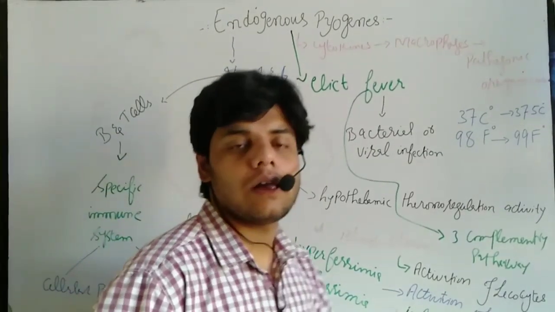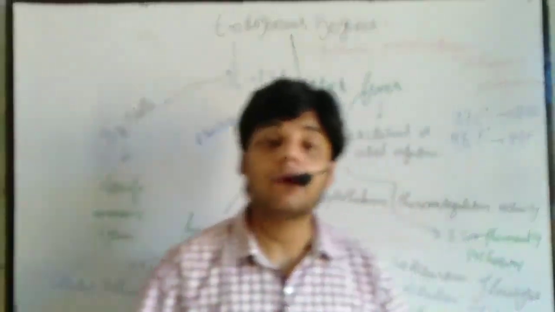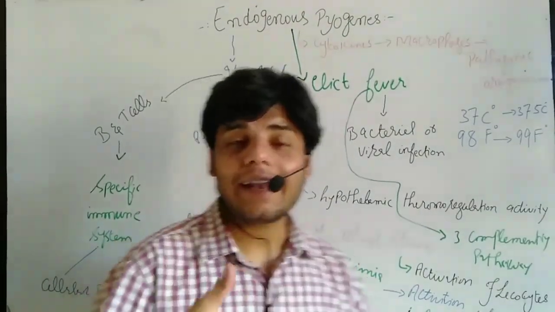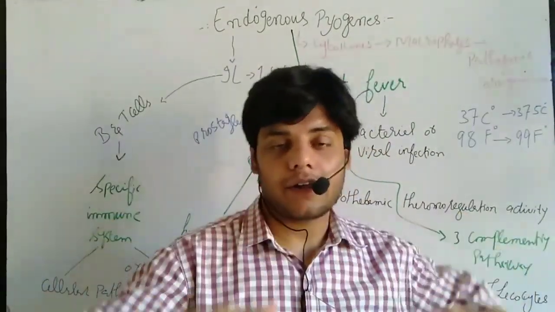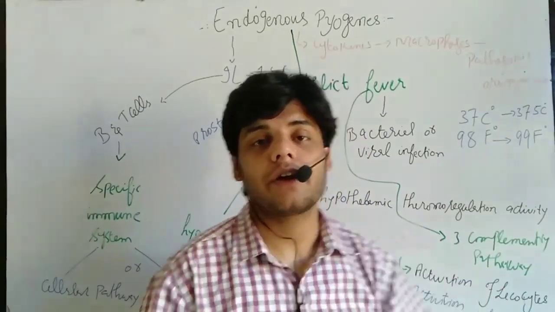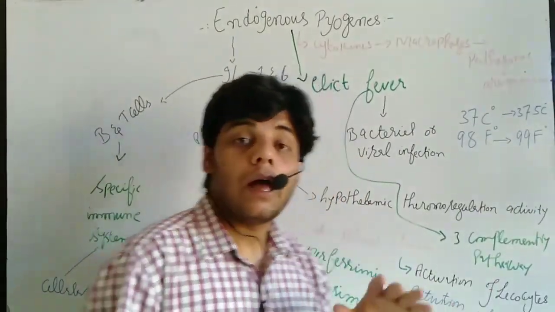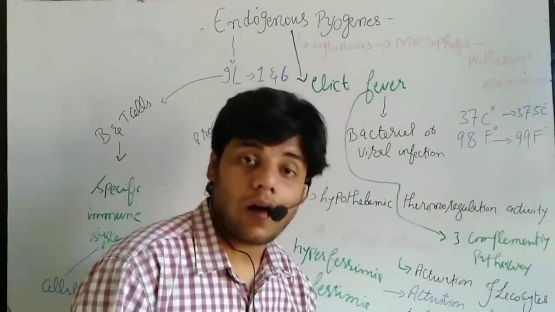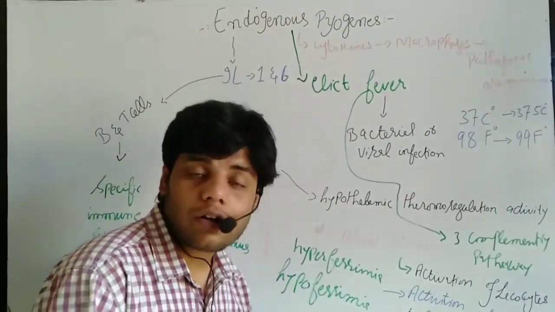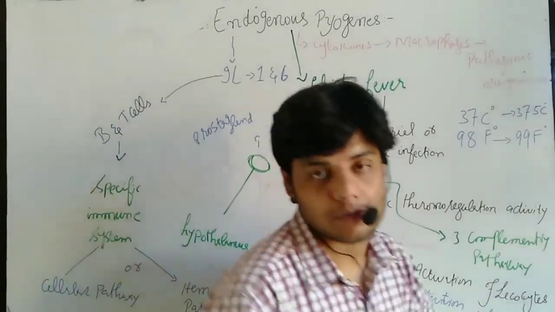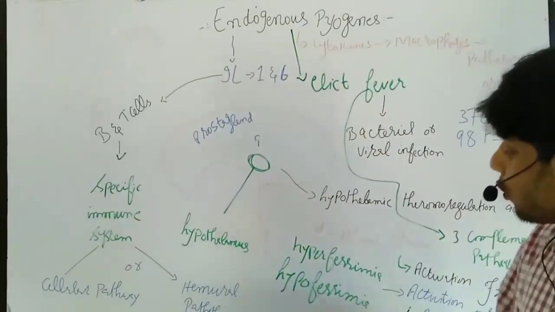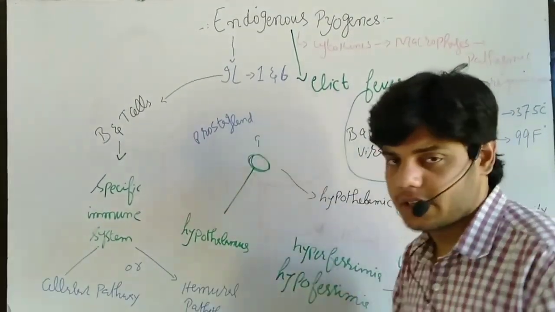Now in this case, the microorganisms die. Why? Because in this case the iron concentration is decreased. Once the iron concentration is decreased, the microorganisms die, because microorganisms need iron for their survival. If iron concentration is decreased, how can the microorganisms survive? So both conditions happen in fevers.